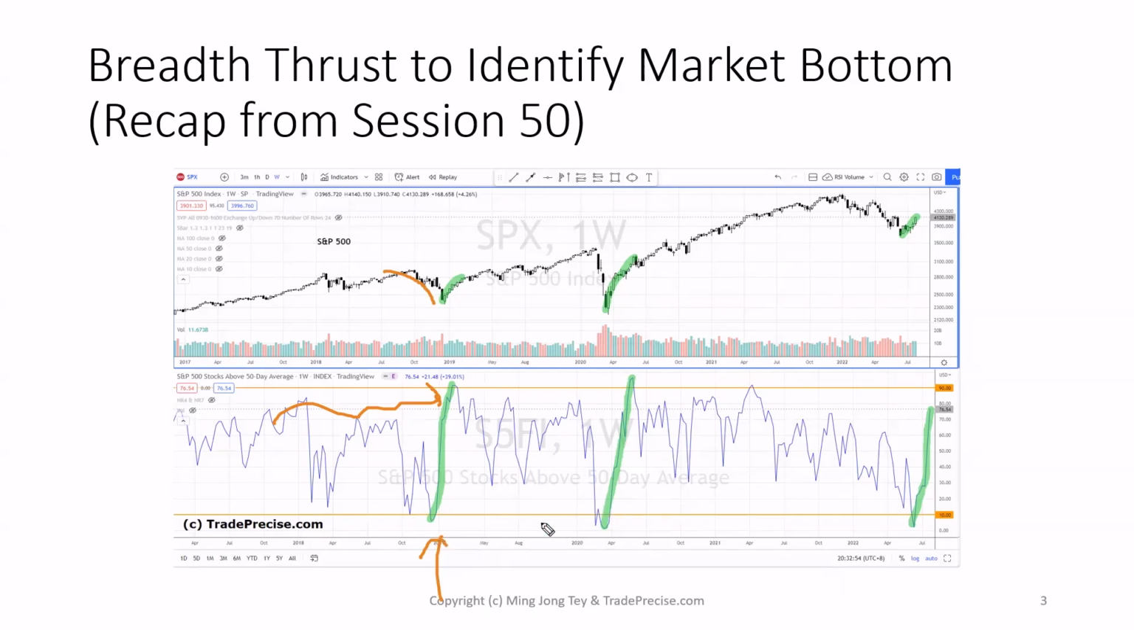And we got that in the 2018 sell-off, that's the Christmas sell-off. And we got that in the COVID sell-off, so that's the March bottom. And then eventually we just got the rally and went into the overbought. So the breadth thrust is showing that a ton of the stocks are participating in the bull run. And that really marked the bottom here and here.